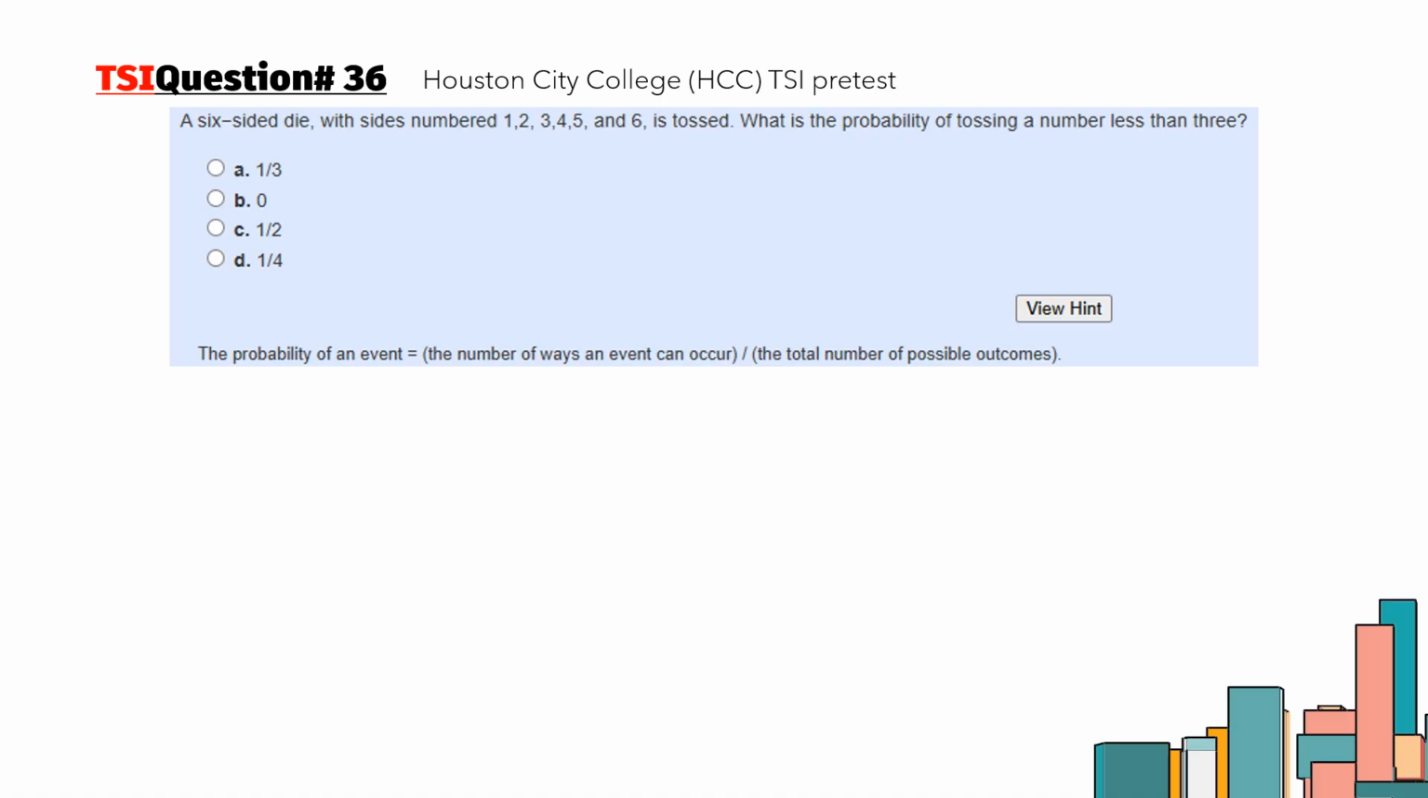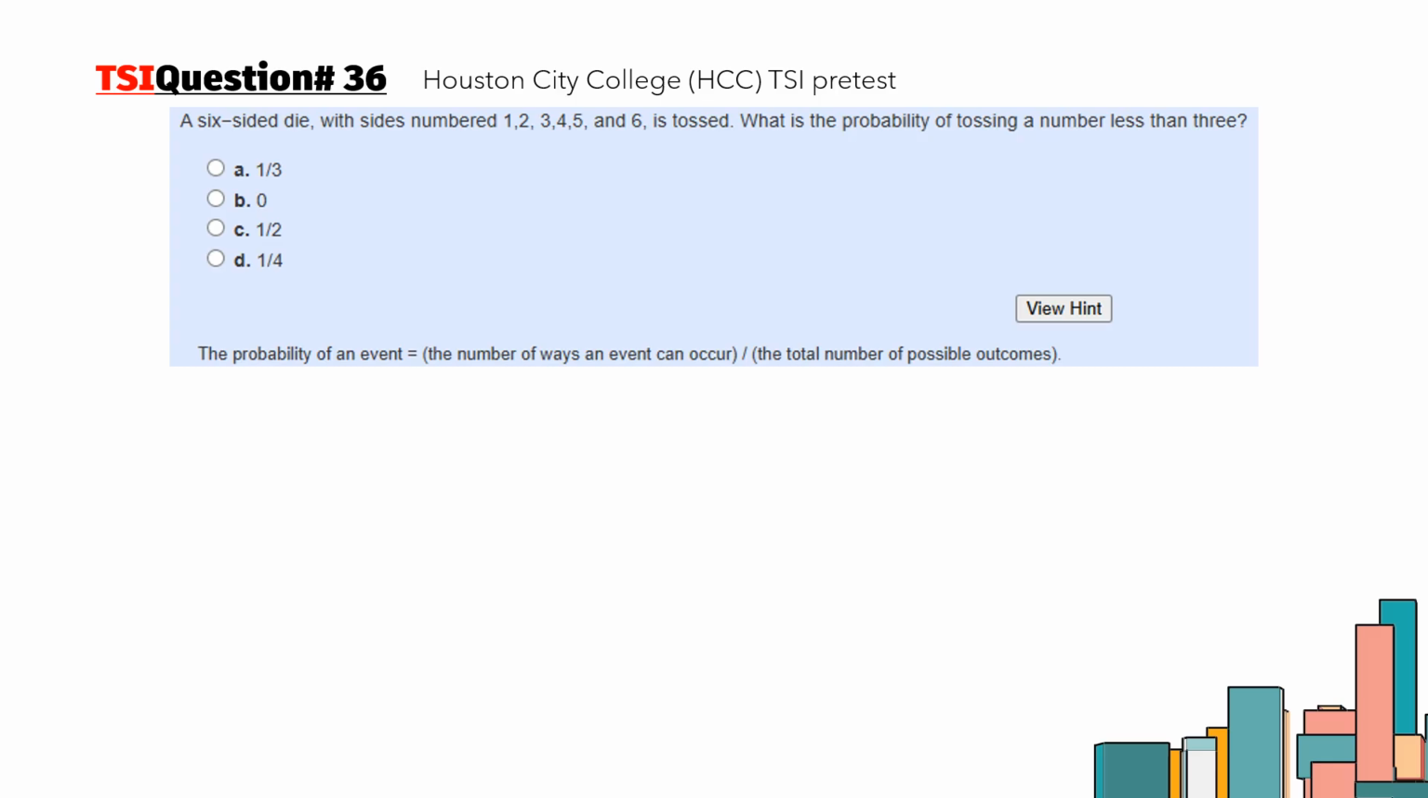A six-sided die with sides numbered 1, 2, 3, 4, 5, and 6 is tossed. What is the probability of tossing a number less than 3? If we click on the view hint, it gives us: the probability of an event is equal to the number of ways an event can occur, divided by the total number of possible outcomes.